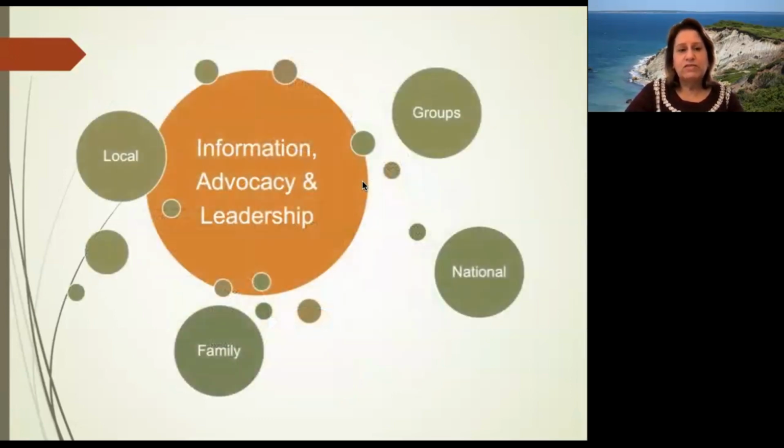Now let's look at information, advocacy and leadership. Where do you get your information? How do you get your information? Do you even know where to look to get your information? So we're going to provide you with some of these resources.